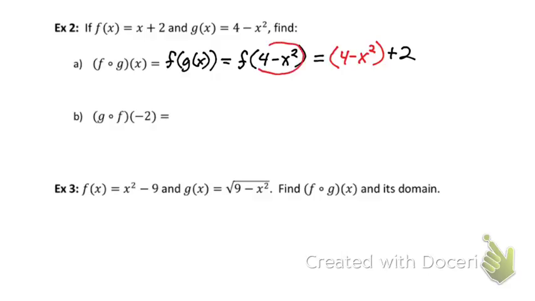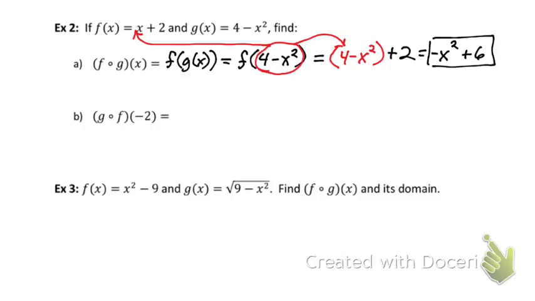So like I said, we take that 4 minus x squared and actually plug it in for that x. That's what happened there. Then we just simplify. Well, let's move that x squared out front, so that's negative x squared. 4 plus 2 is 6. That is f of g of x. That is g of x being inserted into f of x. And this happens with a lot of real-world equations, because you want to calculate something and then you want to put that equation into another equation.